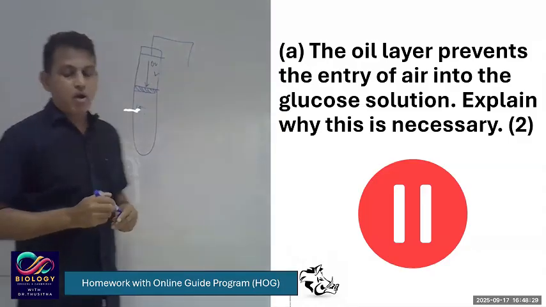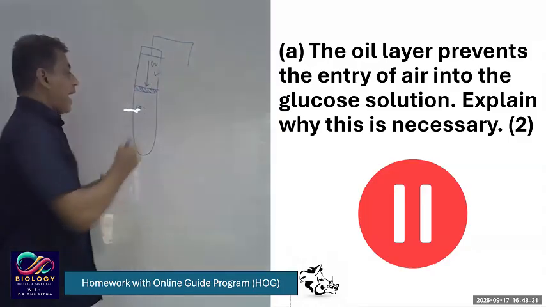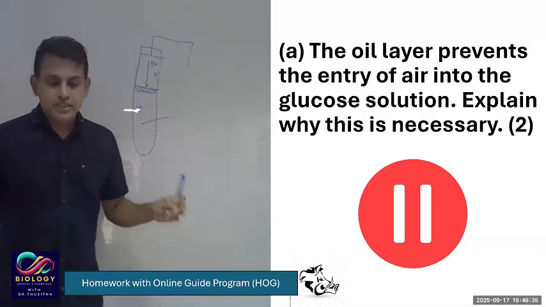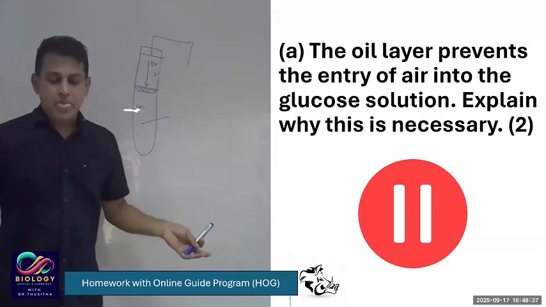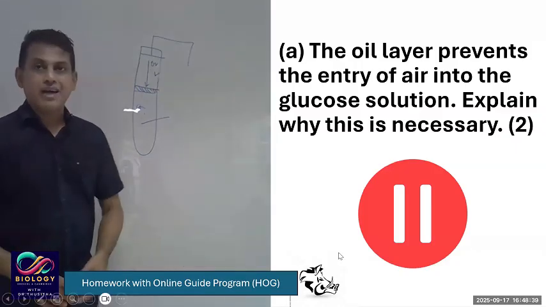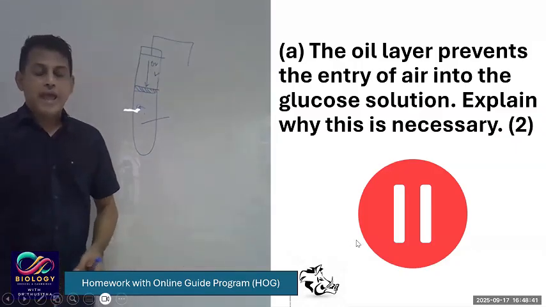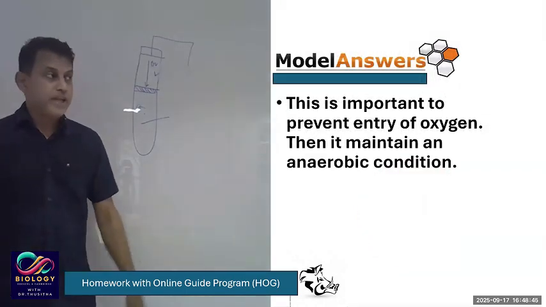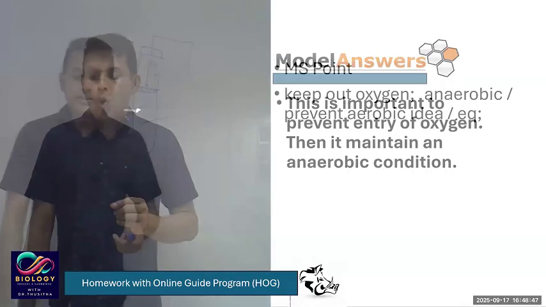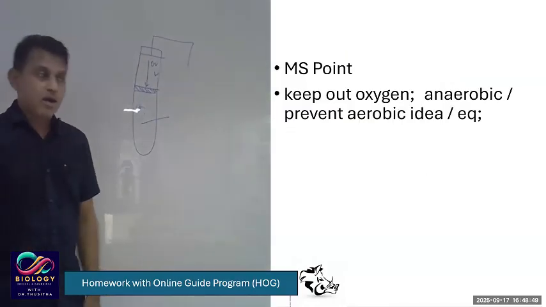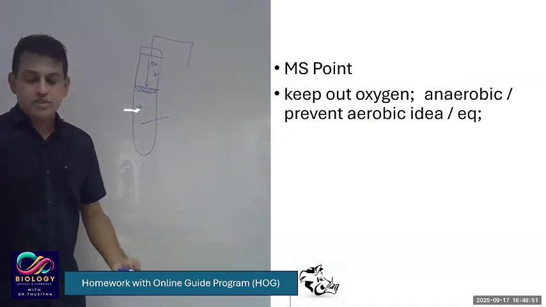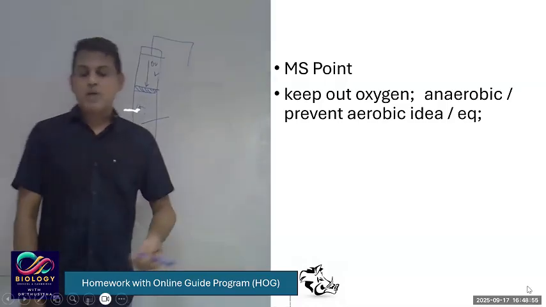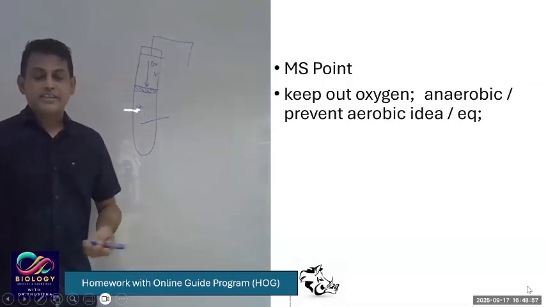The oil layer prevents entry of oxygen, and then yeast can respire anaerobically. That's the answer for this question, and you can see the model answer. It is important to prevent entry of oxygen, so that it maintains anaerobic conditions. Mark scheme points: keep out oxygen, anaerobic, prevent aerobic. Anything that comes under these points, you get the marks.